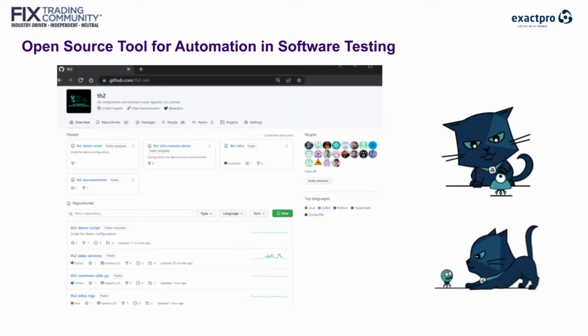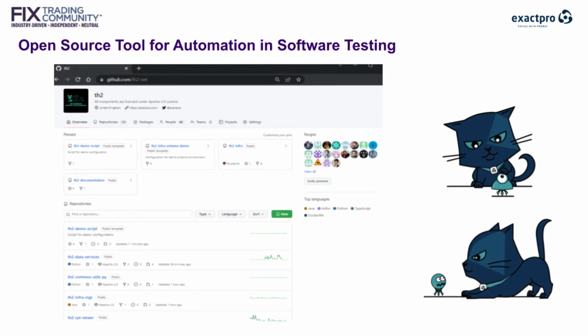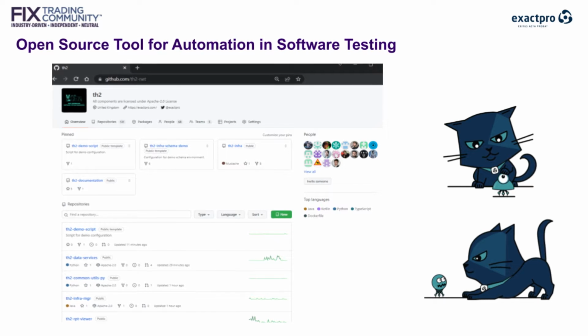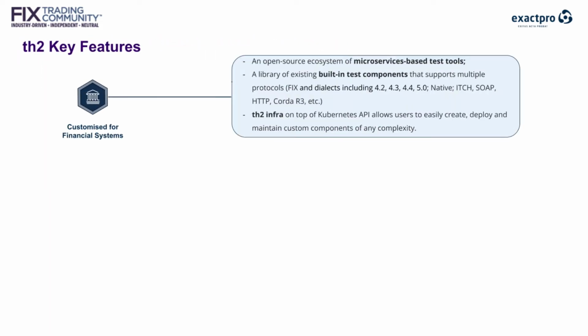th2 is an open-source, next-generation test automation framework for financial markets. It's designed to enable automation in functional and non-functional testing for complex distributed transaction processing systems. The key features of th2 are a high level of customization for financial systems.